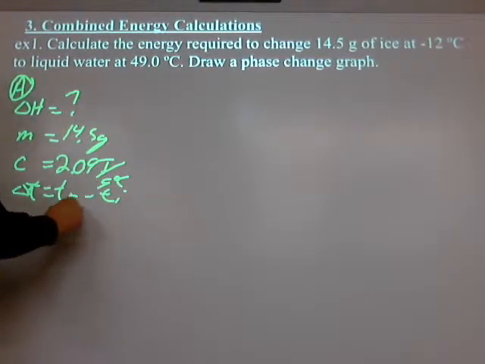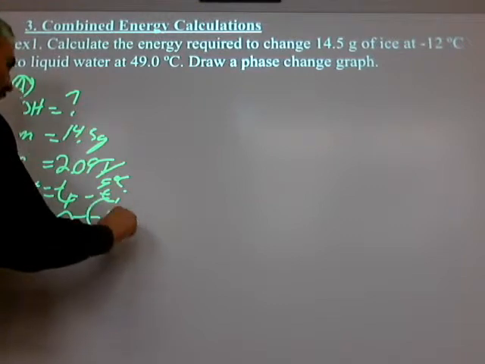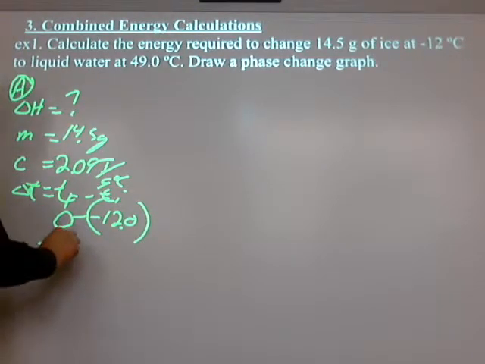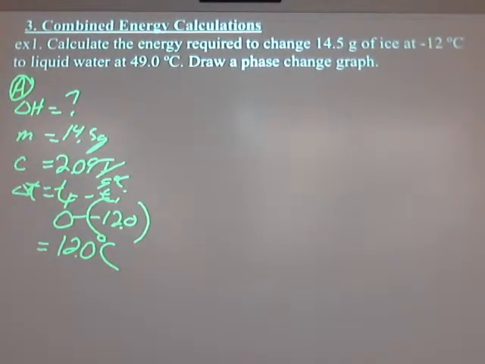So your final temperature is 0 in this part, and your initial temperature was -12. So it's 0 minus a negative 12.0. Basically, you're getting a positive 12.0 degrees Celsius. See that? Again, let's look at it again. Watch.